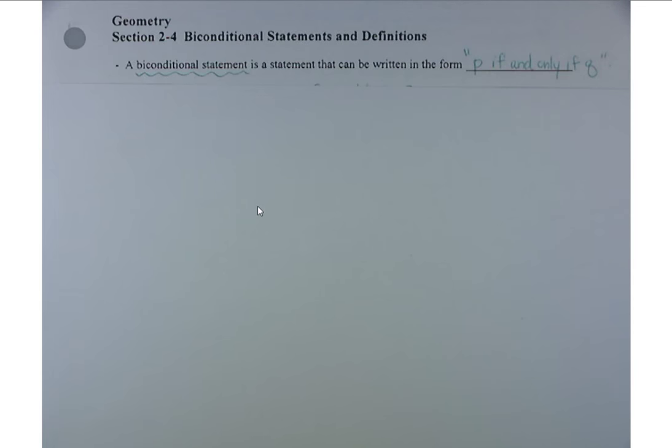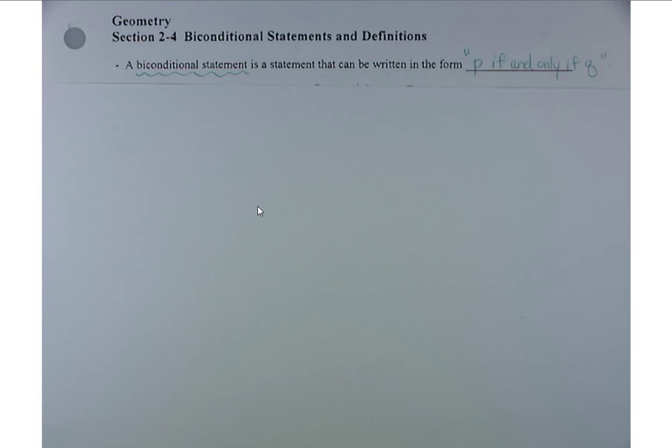Okay, so a biconditional statement is a statement that can be written in the form P if and only if Q. What is the P? The hypothesis, and the Q is the conclusion. Okay, so this is going to be a different form. Before, we just had conditional statements.